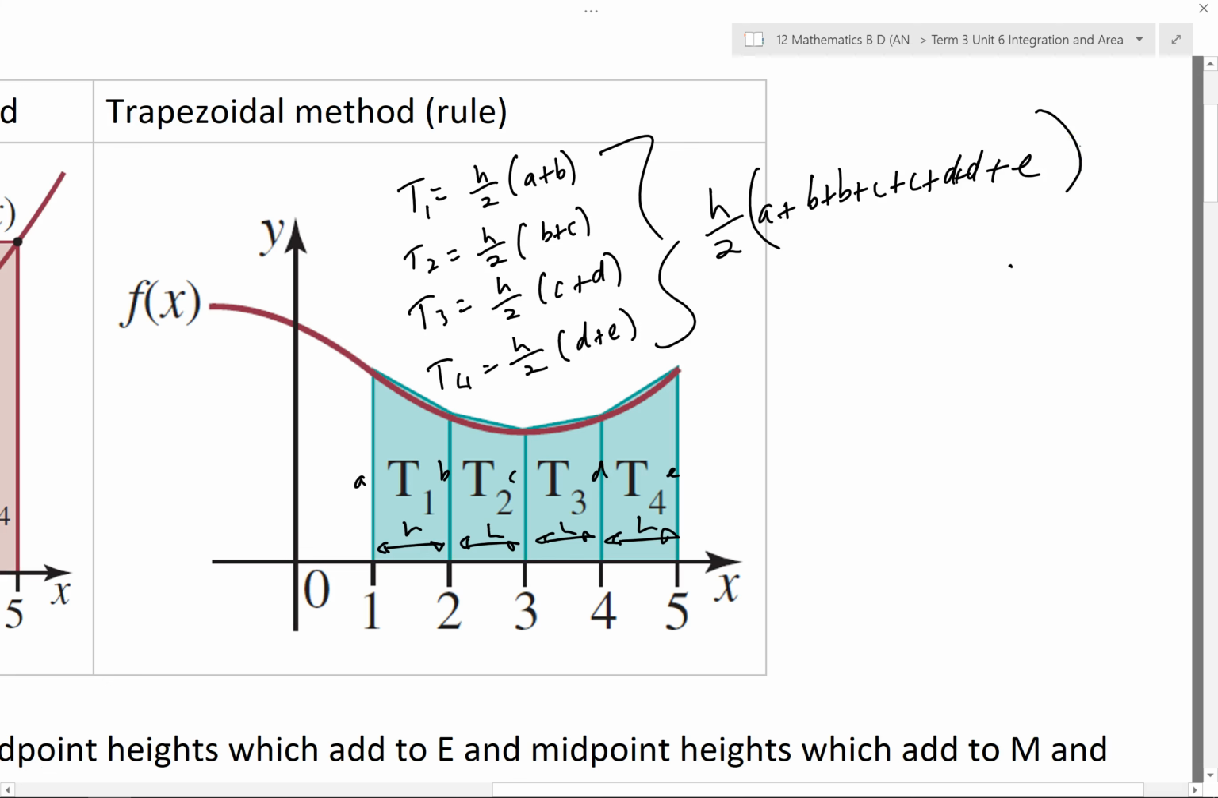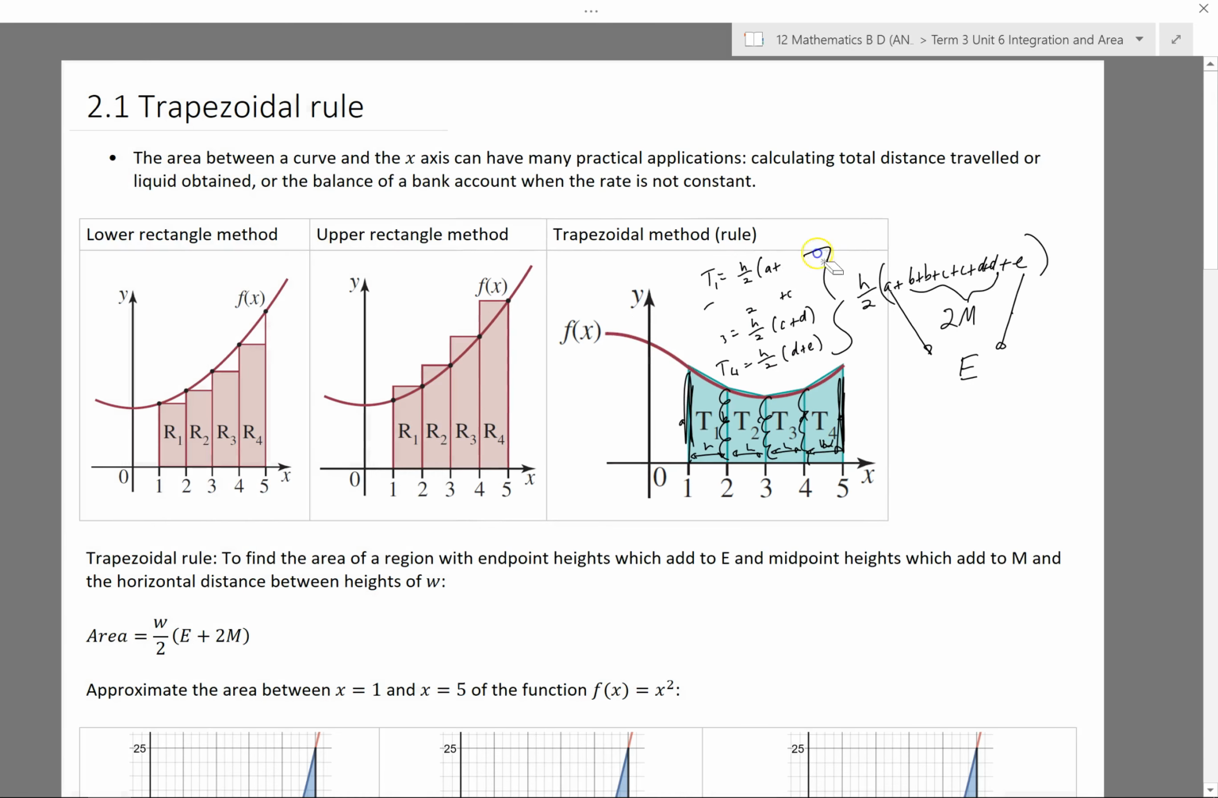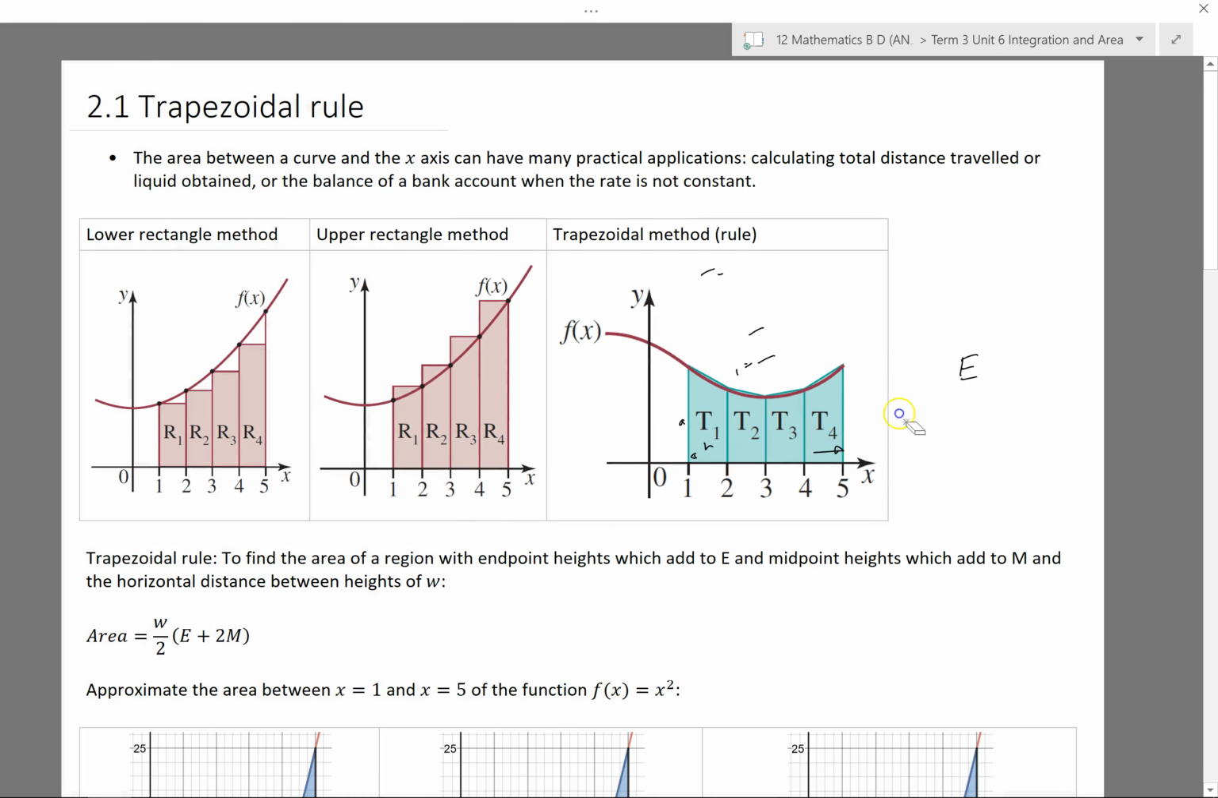A way of simplifying this is to say, well, these two are the endpoints, the end distances on the side, add them together, and then any ones in the middle, add them together twice. So if it's in the middle, add them together and multiply it by 2. And instead of using h, we'll use w for the width between them. If that made no sense at all, doesn't matter. You can just focus on applying the trapezoidal rule.